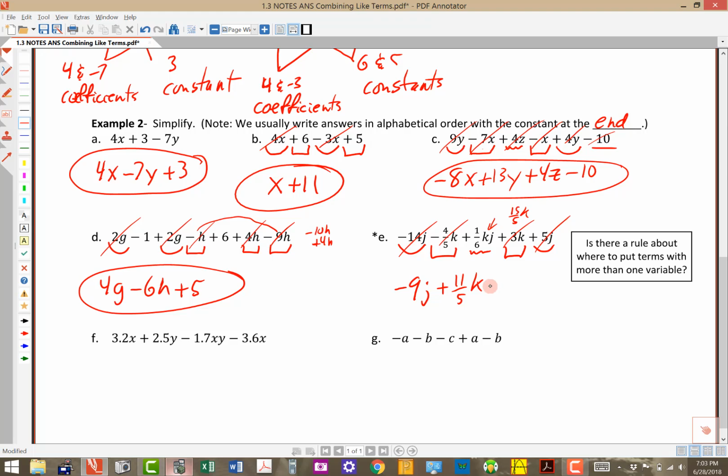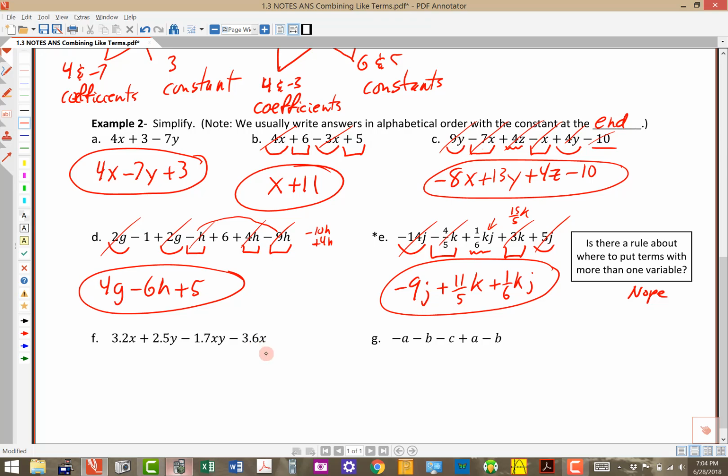And then we're just going to attach that 1/6 kj on the very end, and we're going to put it like that. Now, in the box right there, I've got a question that says, is there a rule about where to put terms with more than one variable? So that double variable right there, there's no good rule like there is for constants that we put the constants at the end, or that we generally put them in alphabetical order or something like that. There is no good rule for that. I kind of like putting it at the end. I think that's best. I think most people do that. So that's what we're going to do in this class. So let's take a look at the next one.